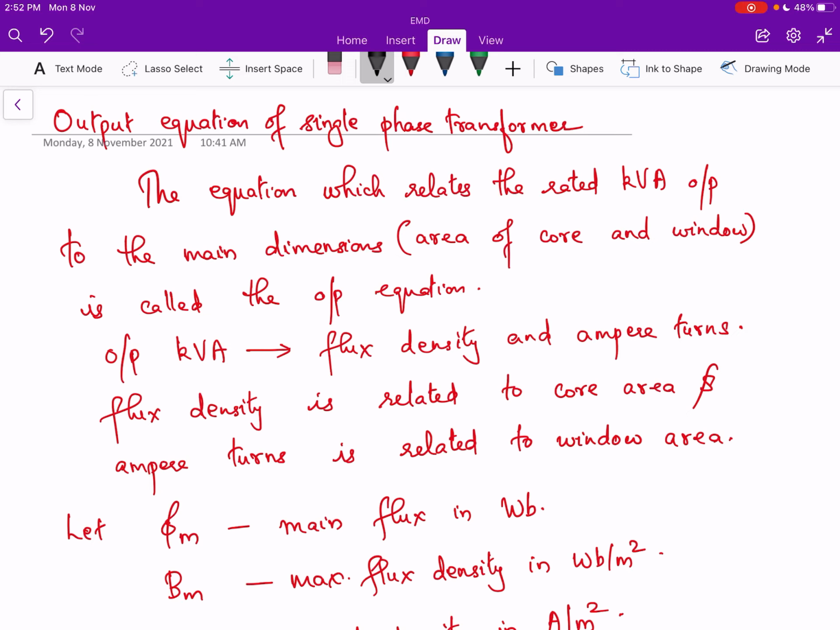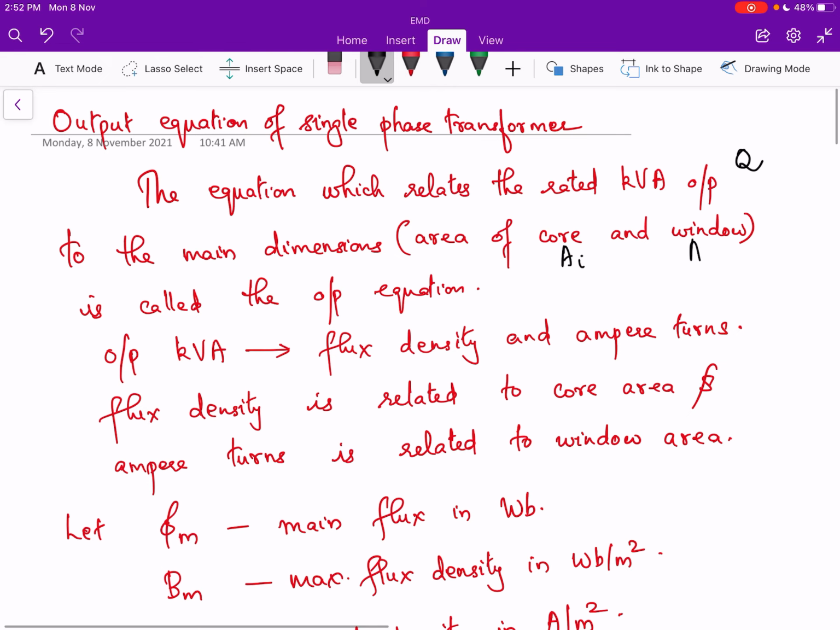In this video, we will see the derivation of the output equation of a single phase transformer. The output equation is the equation which relates the rated kVA output of the transformer to the main dimensions. The rated kVA output is denoted by Q, so it relates Q to the main dimensions of the transformer, that is the area of core, denoted by AI, and the area of window, which is denoted by AW.